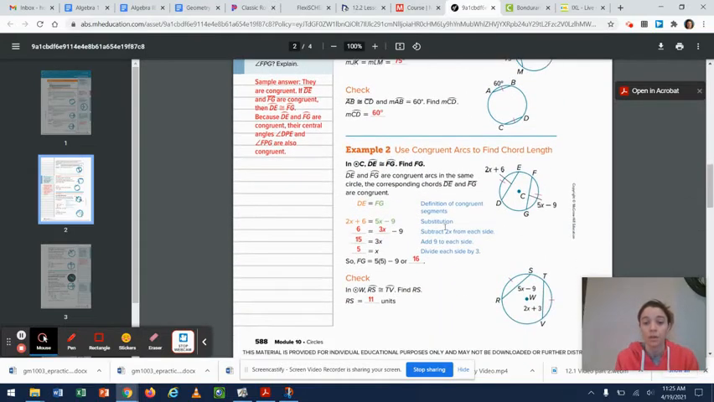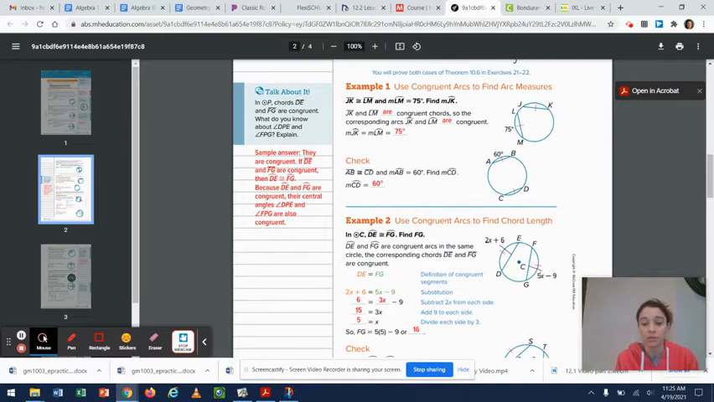Example 2, you will find that in this circle, you will have congruent arcs, which then means those chords are also congruent. So to find FG, I would set those two equal to each other. So here it shows 2x plus 6 equals 5x minus 9. I would substitute in those expressions like it says, and then I would start solving. So I would subtract 2x from both sides. I would then add 9 and divide by 3. So you should be getting x equals 5.